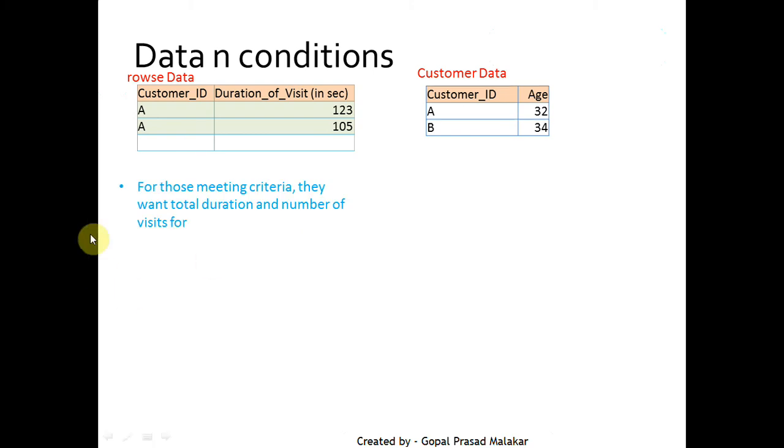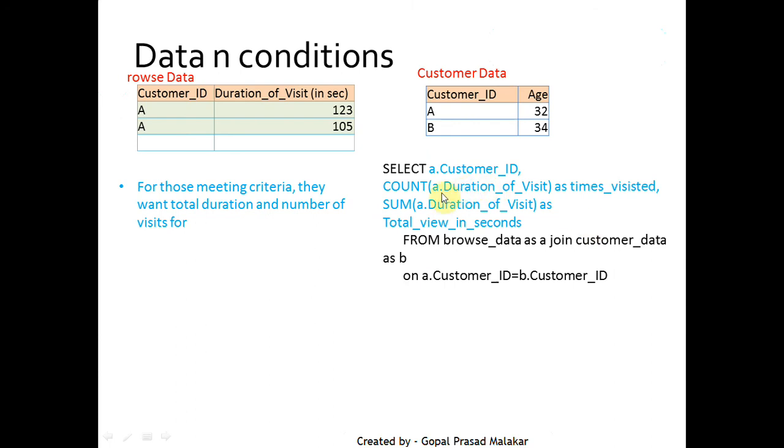First things first, you need to produce those who are meeting the criteria. You want their total duration and number of visits. For total duration, you will do sum of duration as total duration, and count will give you how many times he has visited, right? And for merging these two data sets, you are taking browse data as A and customer data as B, and you are saying A dot customer ID equal to B dot customer ID.